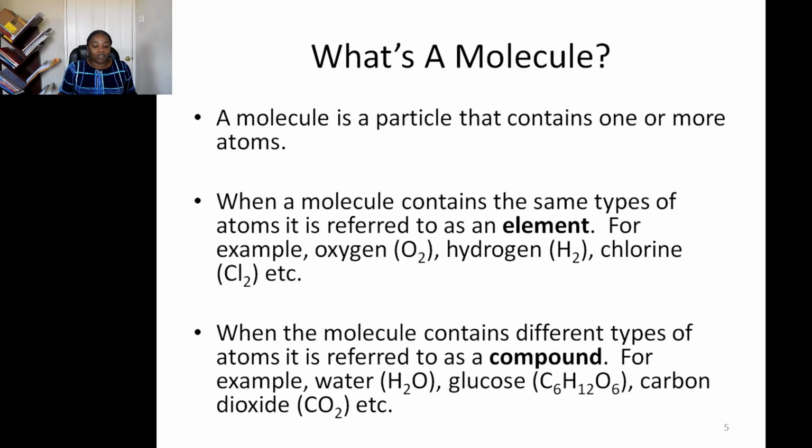Okay? So when the molecule contains different types of atoms, it is referred to as a compound. For example, water, H2O, has 2 different types of atoms, which is the hydrogen and the oxygen. Glucose has 3 types of atoms, which is carbon, hydrogen, and oxygen. And carbon dioxide has carbon and oxygen atoms to make its unit.